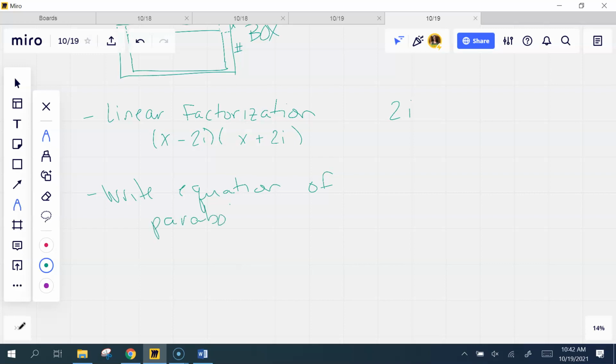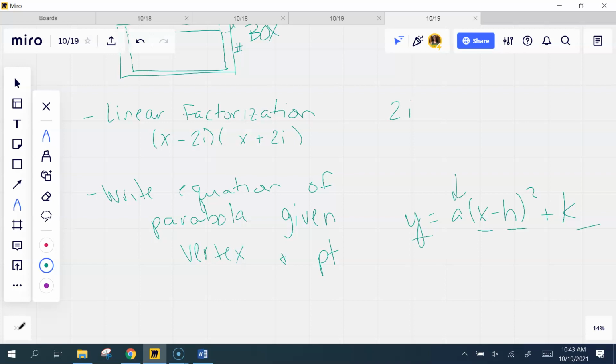You will need to be able to write the equation of a parabola given the vertex and a point. So you will need to know vertex form there. Remember that is a times x minus h squared. You will plug in the point, you will plug in the vertex, and you'll solve for a to get your equation.